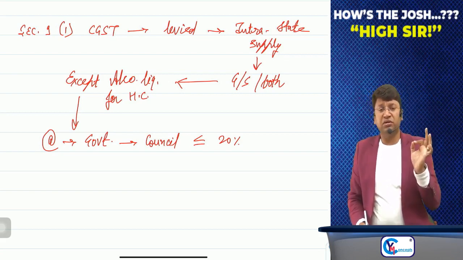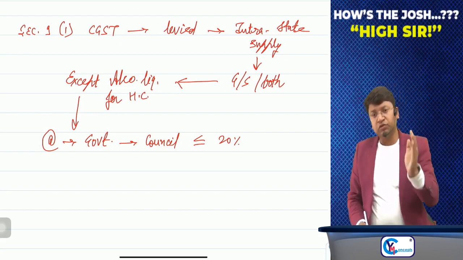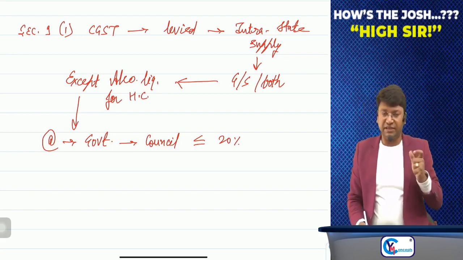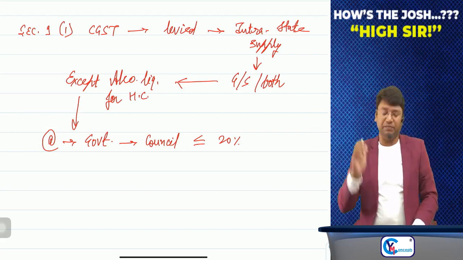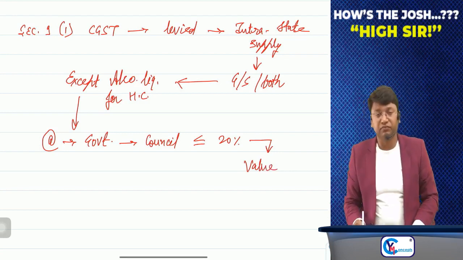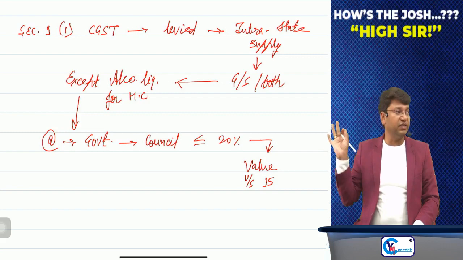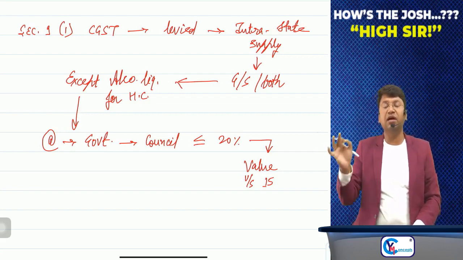Okay, no doubt. Rate of tax is not there in your syllabus. Slab of rate is given goods wise, services wise, but no need to mark up the rates. Okay, sir, the maximum rate is 20%, and this tax will be charged on value, and the value of supply will be defined in section number 15. Value under section number 15. Section 15 we will read afterwards.